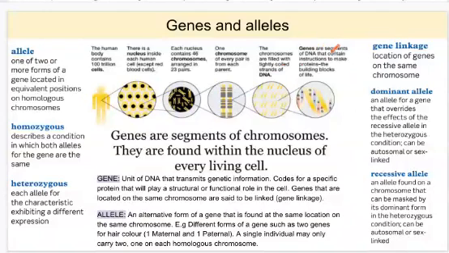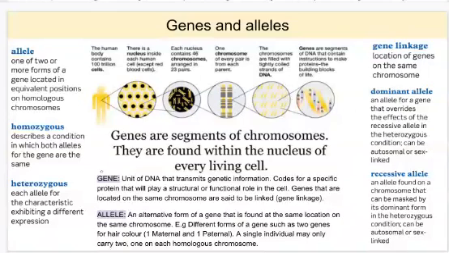And genes are segments of DNA that contain instructions to make protein, like building blocks of life. So that's how that whole sequence fits together. Genes are segments of chromosomes, and they're found within the nucleus of every living cell. Now, the key difference here, I want you to understand what an allele is. While the gene is a unit of DNA that transmits genetic information, an allele is an alternative form of a gene that is found at the same location on the same chromosome.